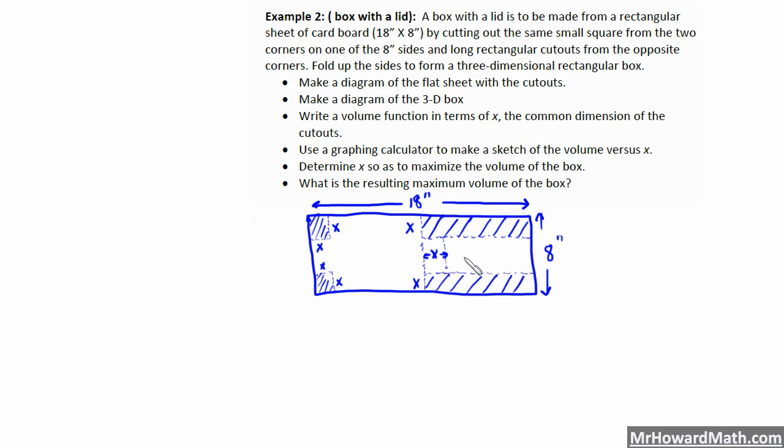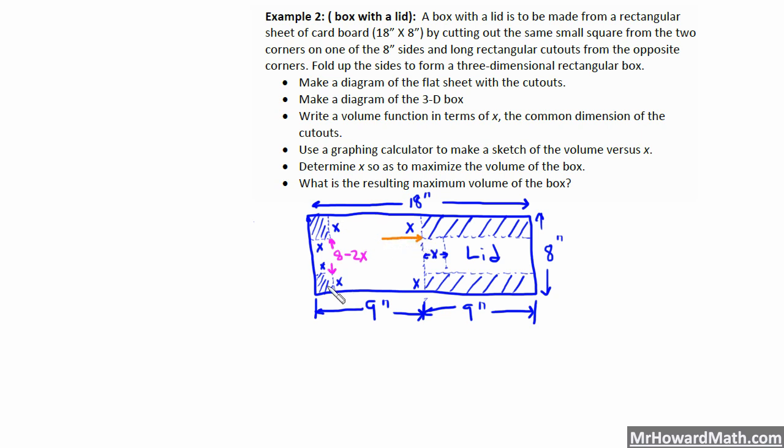So actually this part right here is going to end up being the lid when we're done. All right, let's label this 9 inches here and here. We split it down the middle there. And then if this was 8 inches, this new dimension right here is going to have to be 8 minus 2x when we're done.